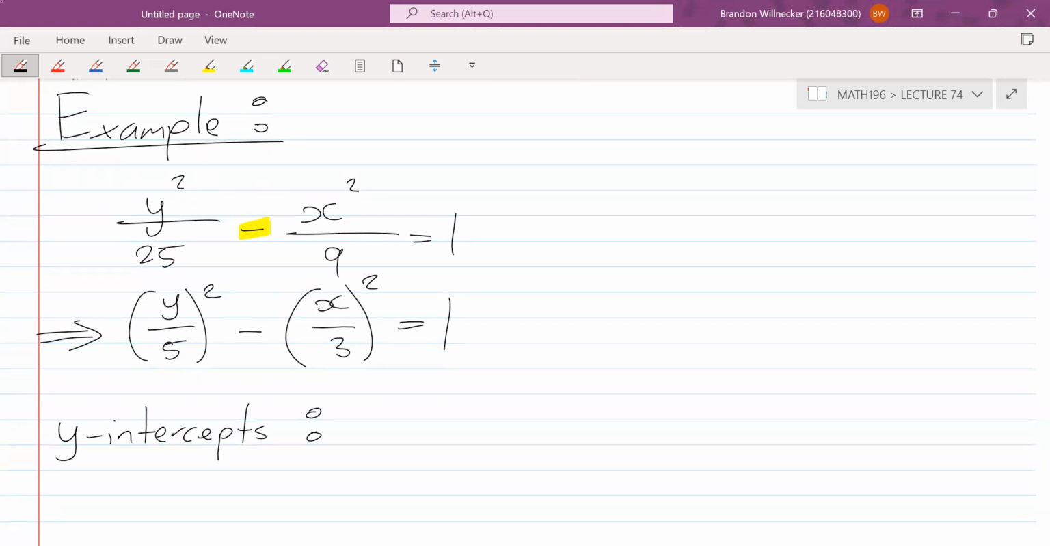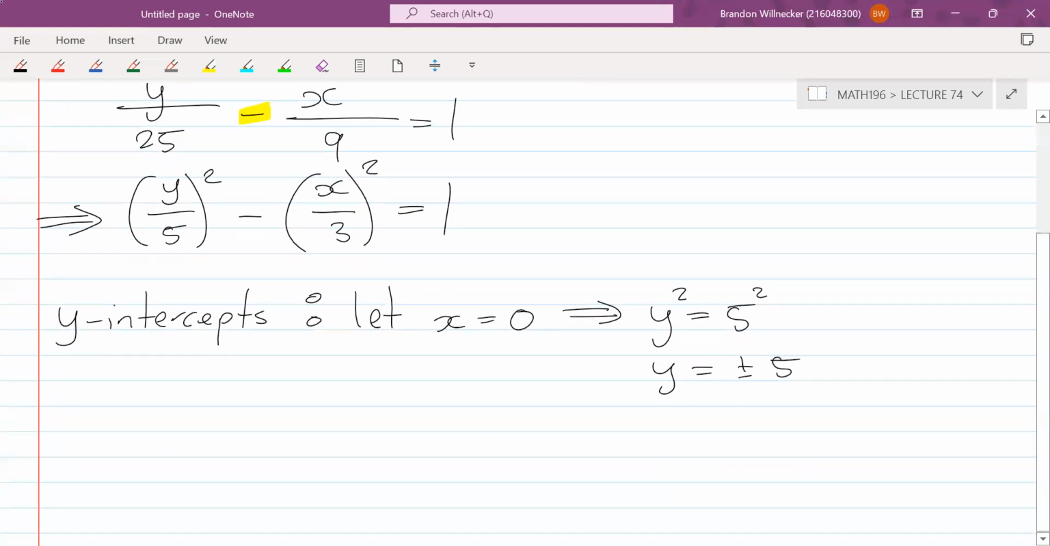Okay, so again, y-intercepts, we let x be 0. And if x is 0, that means y squared is equal to 5 squared. So y is equal to plus or minus 5. So this gives us two y-intercepts, one of them at (0, 5), another one at (0, minus 5). Okay, good. What about the focal points?